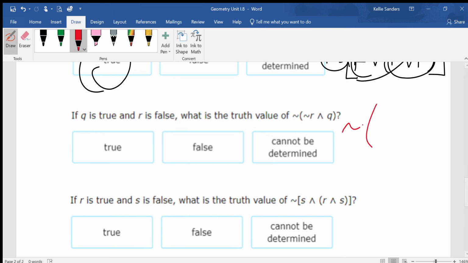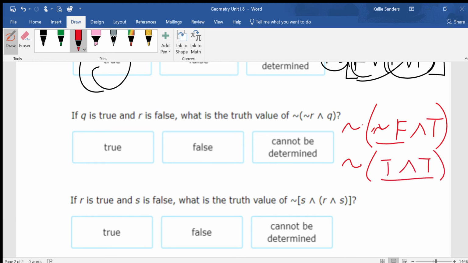Not R, which is false, and Q, which is true. So what's not false? True. True and true is true. So what's not true? False.